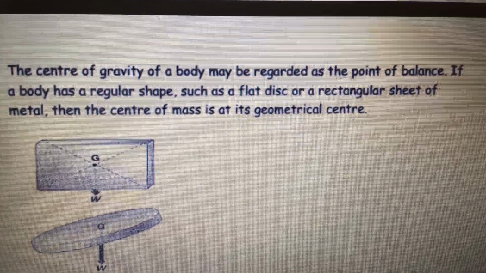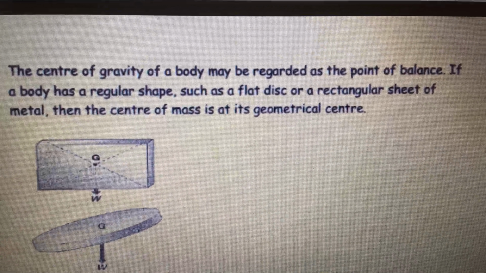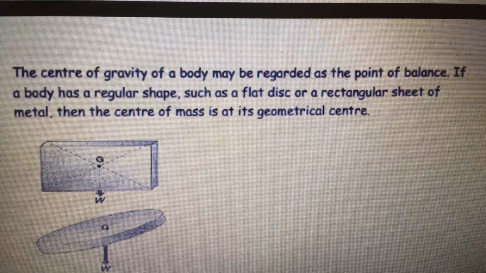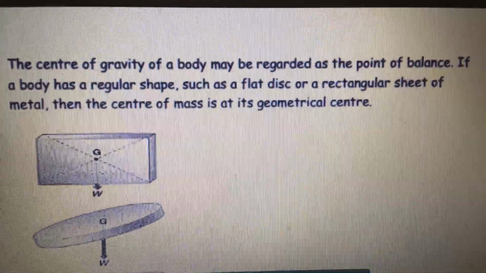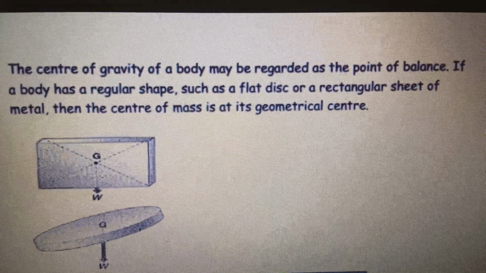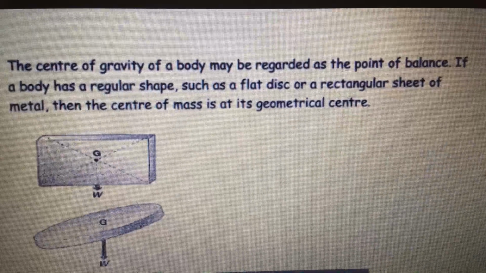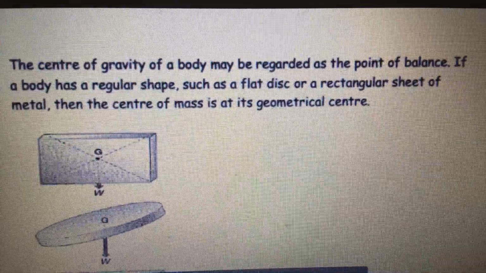The centre of gravity of a body may be regarded as the point of balance. If you take a 30 centimetre ruler, it will balance at 15 centimetres because that's where the centre of gravity is. That's in the middle of the object and that's where it will balance.